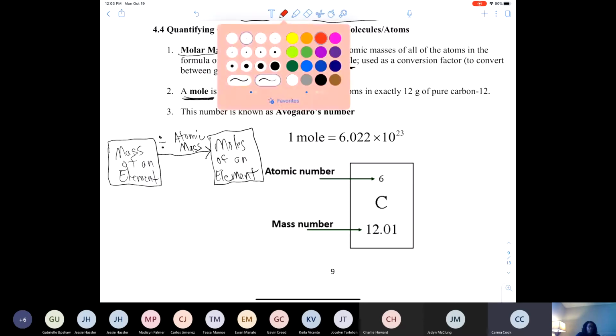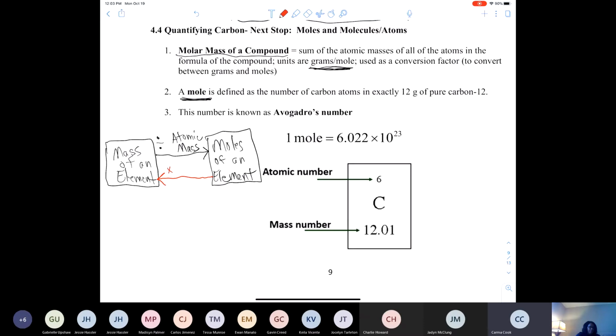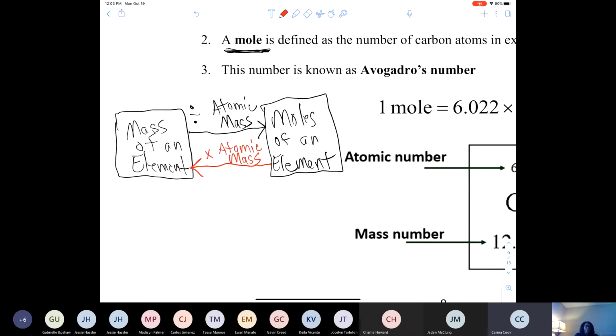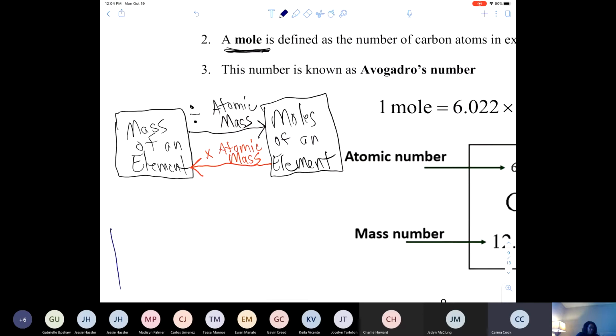And then we can go in the opposite direction. We can take moles of an element and convert back to mass of an element by multiplying by the atomic mass. So the atomic mass can be used as a conversion factor to convert between mass in grams and moles. And we can use the molar mass of a compound to convert between mass of a compound and moles of a compound.